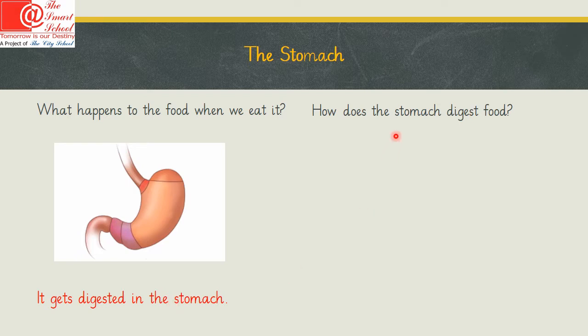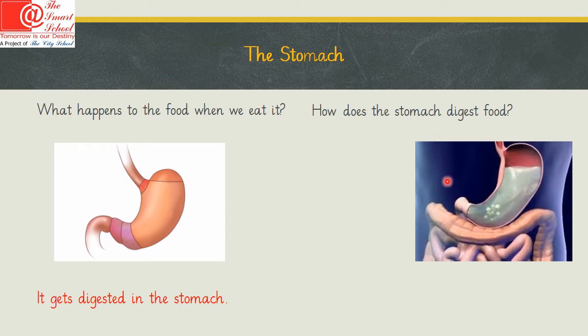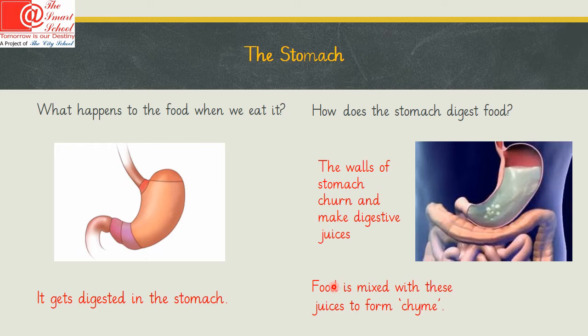How does the stomach digest food? You see, this is an internal picture of what happens inside the human stomach. The first part is the walls of the stomach churn. Churning means that they rotate and twist and make digestive juices. Food is mixed with these juices to form chyme. This is the soup-like formation called chyme when food is mixed with the digestive juices. Now it is absorbed for performing different body functions.